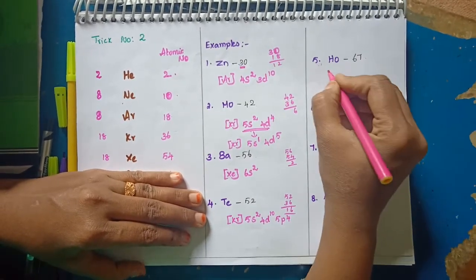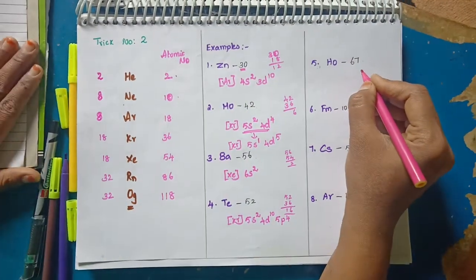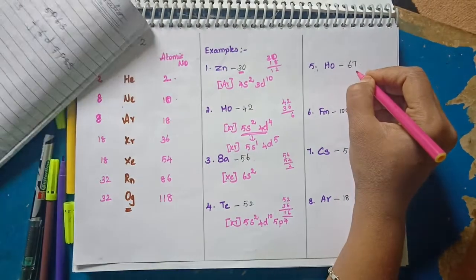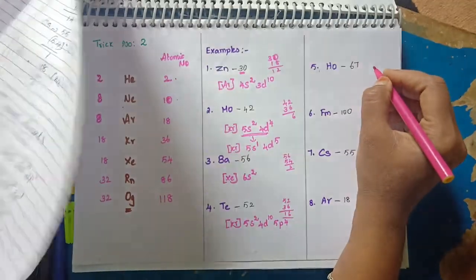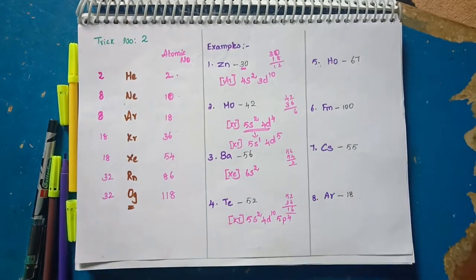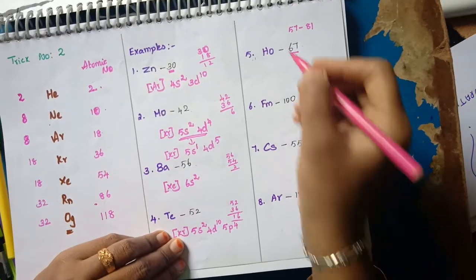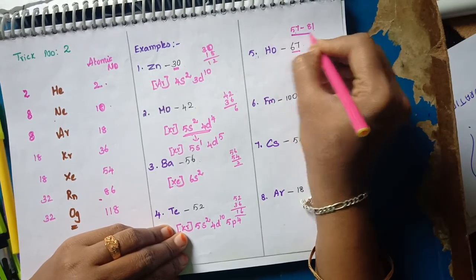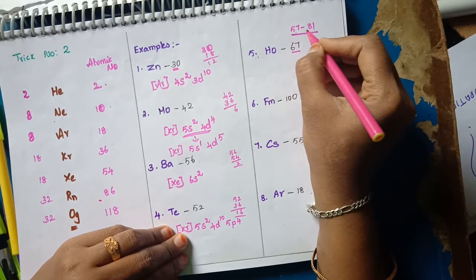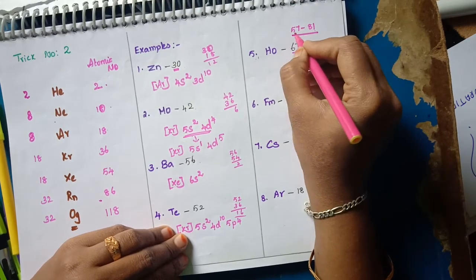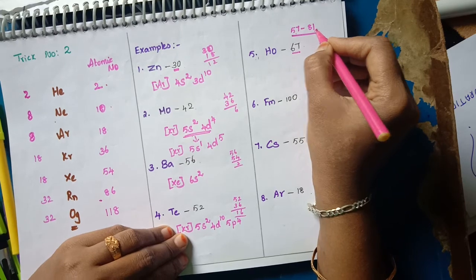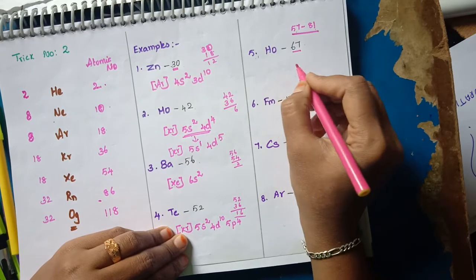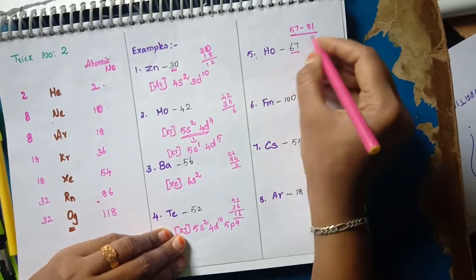You can check it. Holmium atomic number is 67. Where is it coming? See, the holmium atomic number is 67. So it is coming in between 57 and 81. What are 57 and 81, students? It is the lanthanide elements. It is there in between 57 and 81. So definitely the last valence electron will enter the f orbital. Fine. Now we will start writing the electronic configuration.